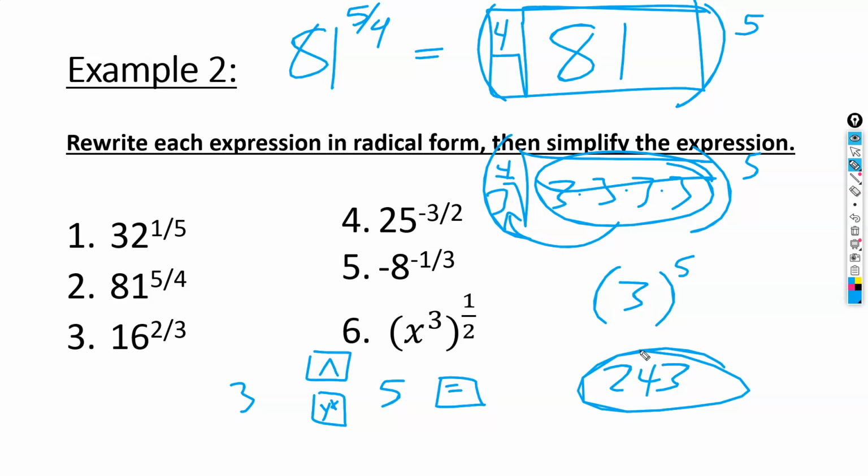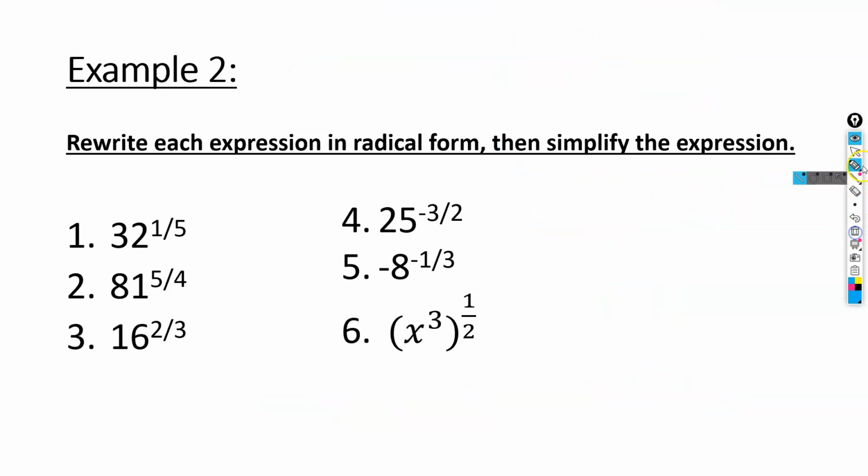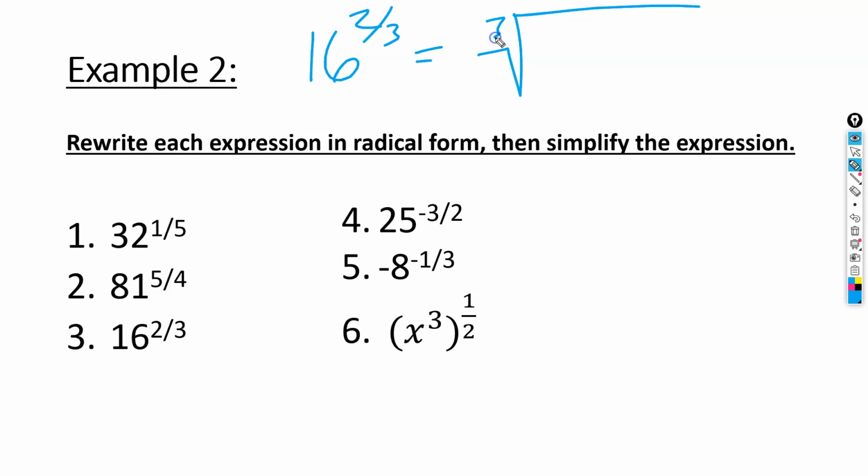Okay? Let's do one more like that, and then I'm going to let you guys practice a couple. I'm not going to do 4, 5, and 6 just yet because they have an extra little twist to them. So, fill in your 3 blanks here. What would that be? It would be 3, 16, and 2. Okay? Now, we're going to find the 3rd root of 16.